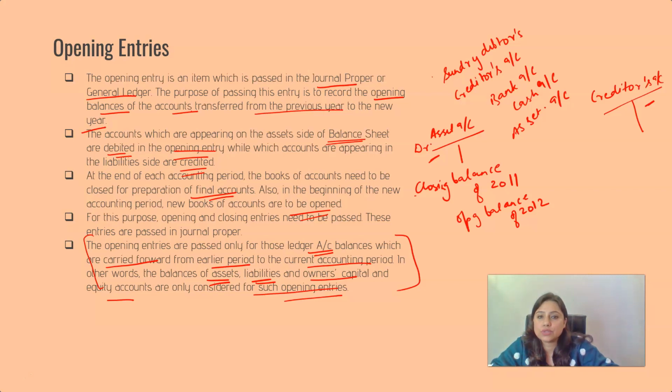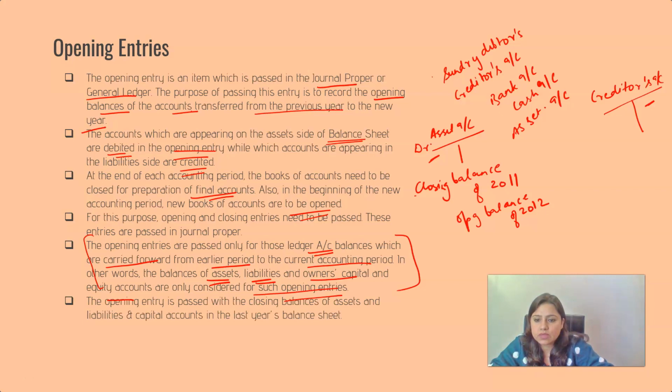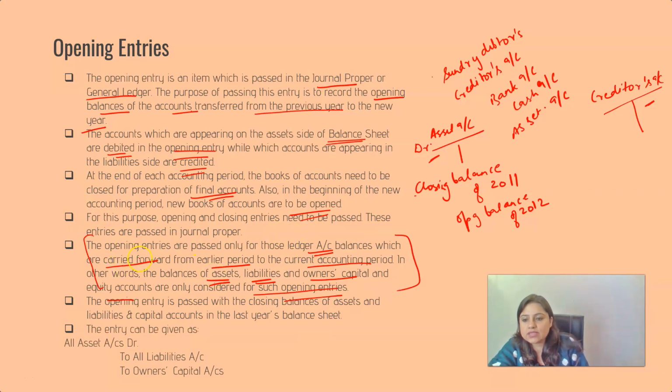So likewise, only those assets or only those liabilities would be carried forward in the current accounting period which have a debit or a credit balance in their accounts, which can be carried forward to the current accounting period. And the opening entry is passed with the closing balances of assets, liabilities, and capital account in the last year's balance sheet. And the entries that we have to pass are: all asset accounts would be debited, and all liabilities and capital accounts, owner's capital accounts, would be credited.